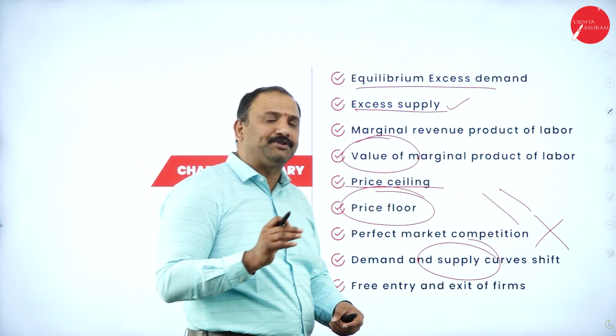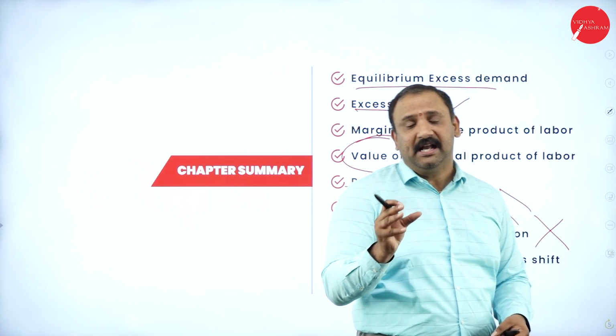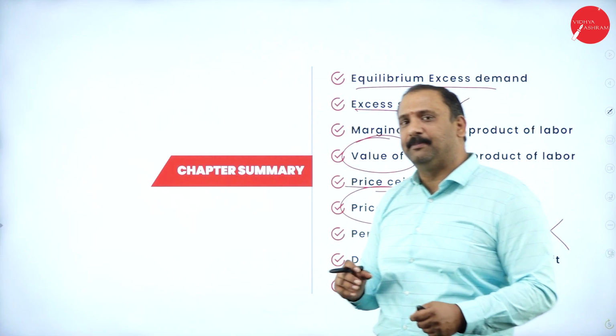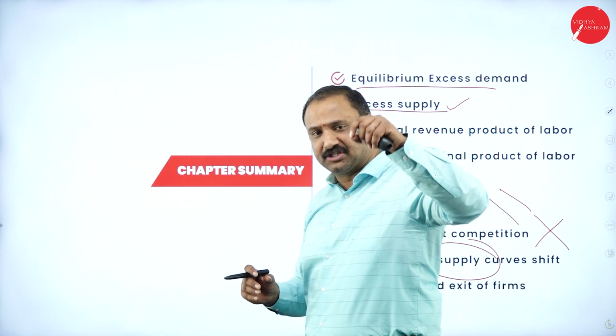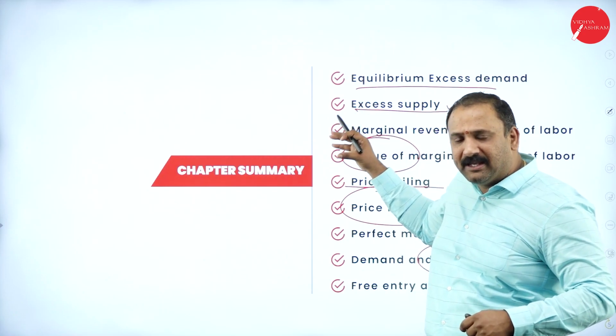Now, why this free entry and exit comes in a perfect market is that in a normal market, suppose I want to set up a shop, I want to enter into a market and I want to run a business of my own. It is not that easy. Why? Because there is competition, there is cost involved, and there are other parameters which will block me from entering the market.